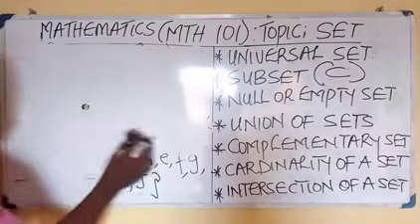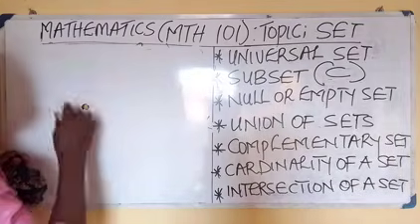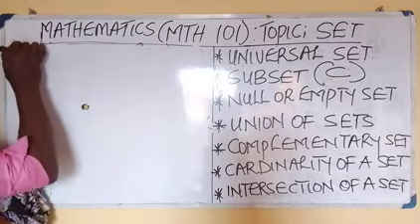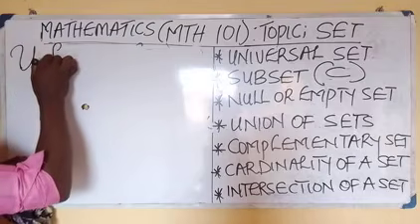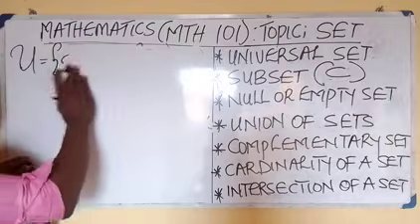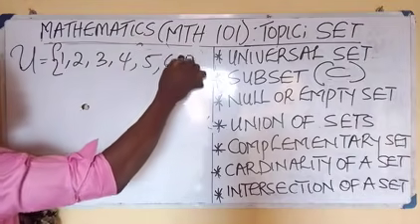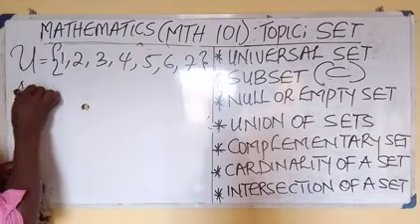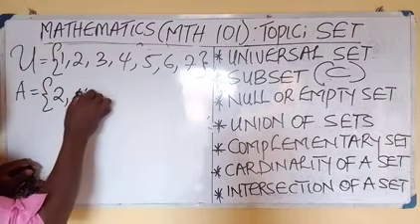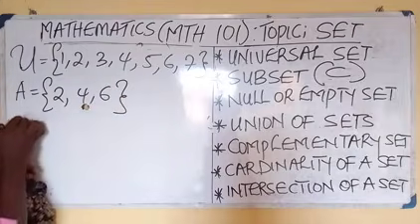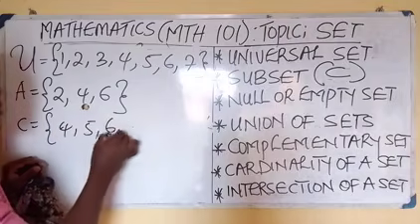Now the next one is complementary set. Let me use this to explain it. If I'm having a universal set like this, let me use figures rather: 1, 2, 3, 4, 5, 6, 7. And I have A to be maybe 2, 4, 6. And I have C to be maybe 4, 5, 6, 7.